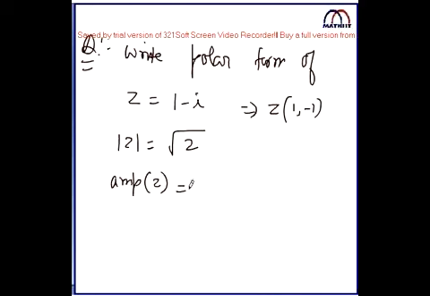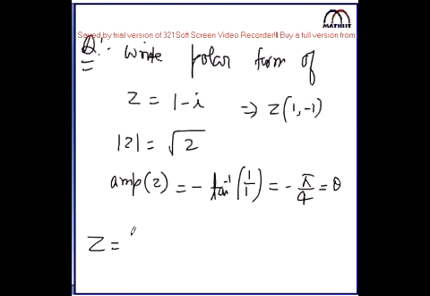So fourth quadrant, that means we are going to use minus of tan inverse of mod of B by A, which is 1 by 1, tan inverse 1. Tan inverse 1 is how much? Pi by 4. So it will be minus pi by 4. Amplitude of Z means theta, we got it, and mod Z also we got it. So we'll say Z equals mod Z, that is root 2 in the bracket, cos theta.